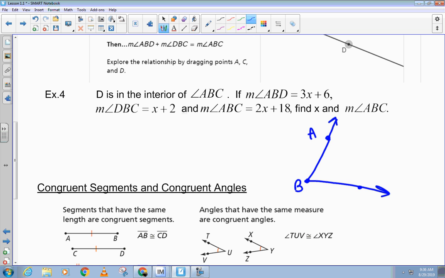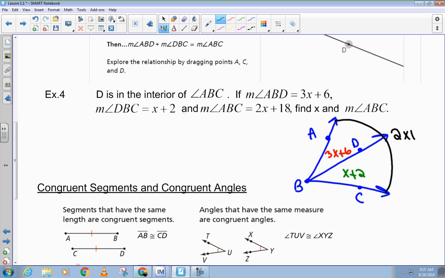A, B, C. It says that D is in the interior, and you can draw a ray, so it creates two angles. Then it gives us information. It tells us that ABD is 3x plus 6. So this is 3x plus 6 right here. Then it tells me that DBC is x plus 2. That angle is x plus 2. Then it tells me that the big angle, this whole angle ABC, is 2x plus 18.